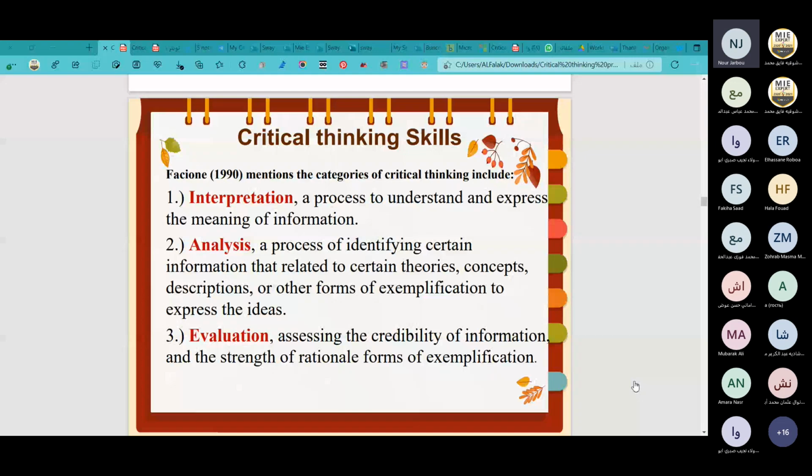The last sub-skill here is reflection, or self-regulation. Self-regulation is self-awareness to monitor one's cognitive activities. It is to self-monitor and to self-correct. When we ask students to correct their mistakes or self-assess their writings, self-reflect on their performance, this is a great way to make students aware of their learning, of their thinking skills.